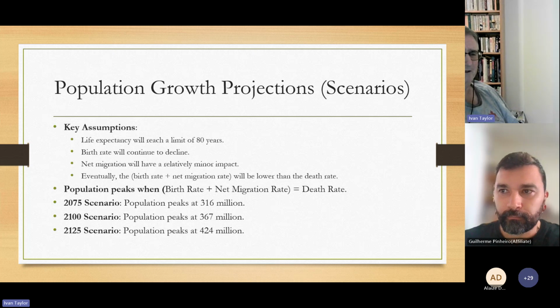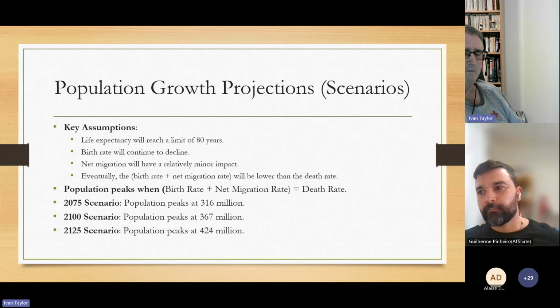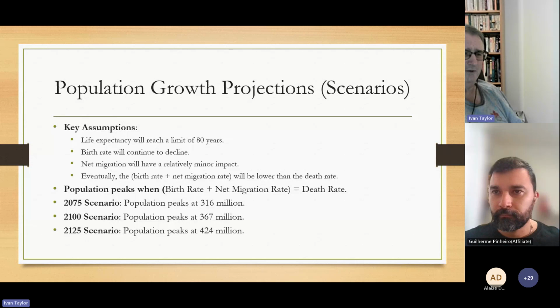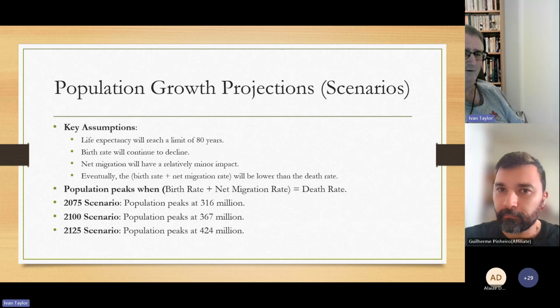And when the birth rate plus the migration rate is equal to the death rate, that's when the population peaks. So I have 3 scenarios where I assume that the birth rate plus the migration rate equals the death rate in either 2075, 2100, or 2125. If it peaks at 2075, it would be peaking at around 316 million people. If it equals the death rate in 2100, then it would peak at around 367 million. And if it peaked at 2125, it would peak at around 424 million.